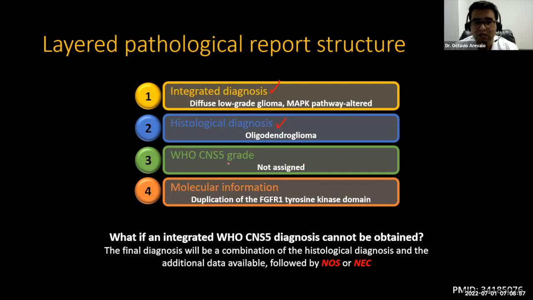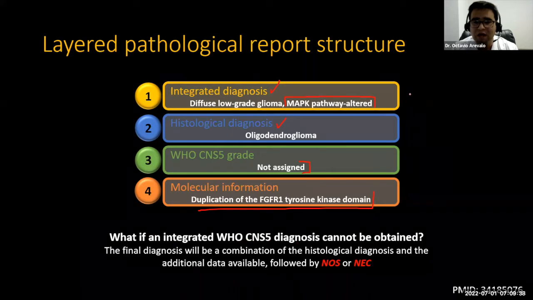And the grade, the CNS5 grade, is not assigned to this tumor because it hasn't been determined yet by population studies, depending on prognosis, etc. And the molecular information: if you say here the diagnosis is MAP kinase pathway altered, this is the specific abnormality of the pathway. So it's a duplication of the FGFR1 tyrosine kinase domain receptor.